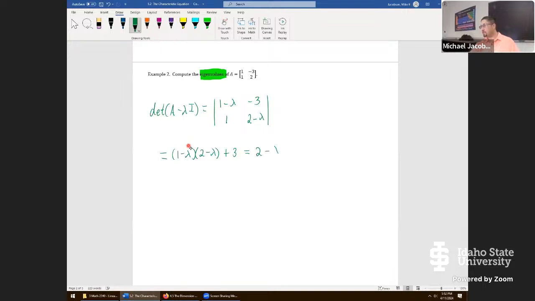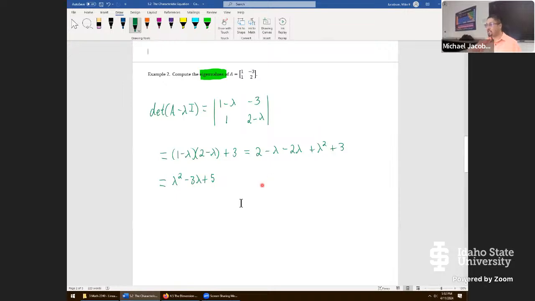We're going to get 2 minus lambda minus 2 lambda plus lambda squared plus 3. This is kind of the fun part of the problem. It's now just college algebra, typical algebra stuff. We've got lambda squared minus 3 lambda plus 5.